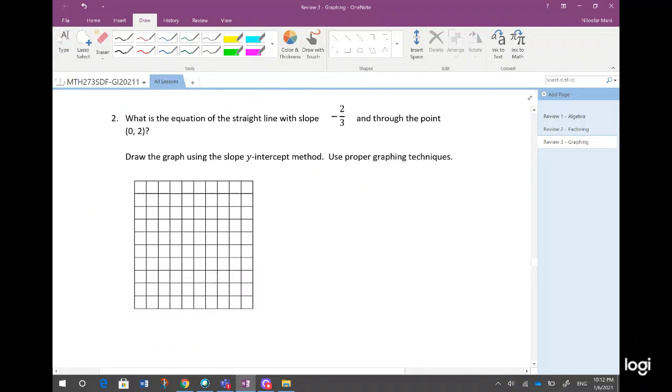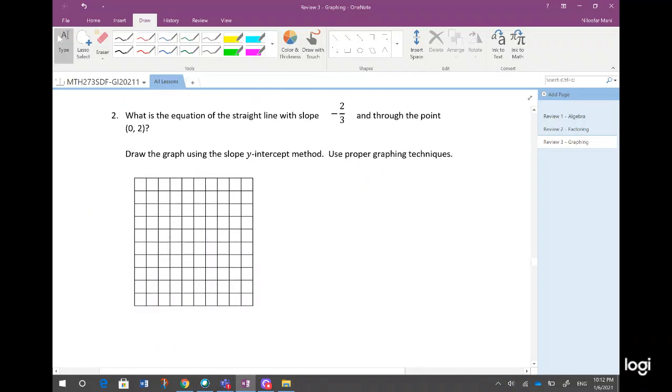Okay, so how about this? What is the equation of the straight line with this slope and goes through this point? Oh, okay, so this is y-intercept. How do I know? Because x is 0. Oh, perfect. So the line is y equal minus 2 over 3 x plus 2. That's it. Okay, now I can graph it.